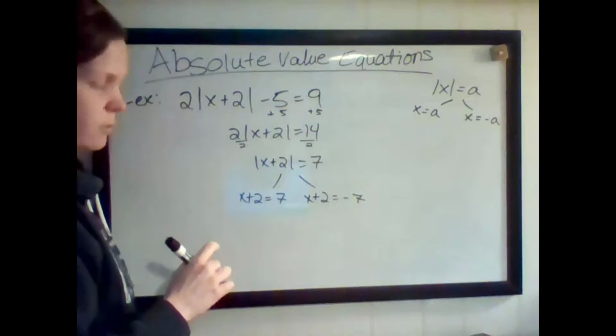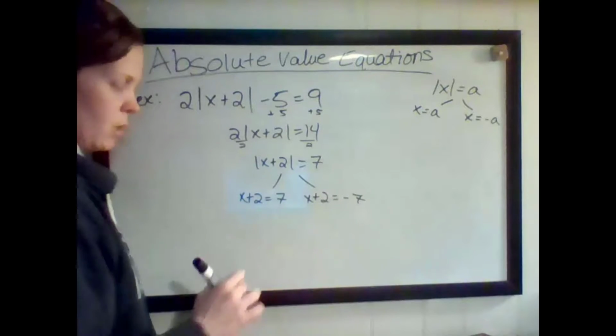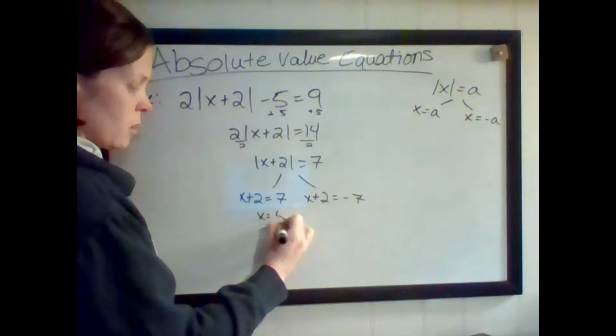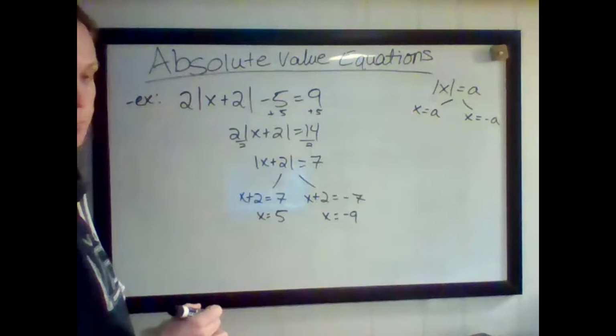Notice, I don't do anything to the left side. Both of those come down, drop the absolute value, set it equal to the positive and the negative. So that means x equals 5, or x equals negative 9.